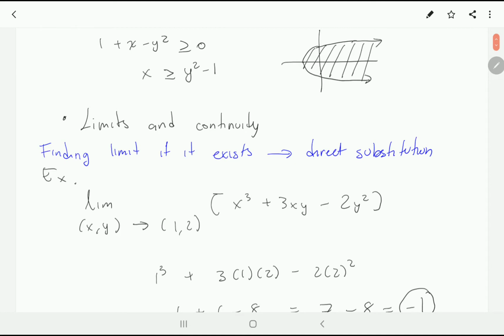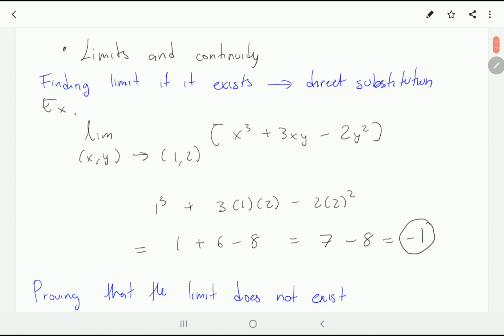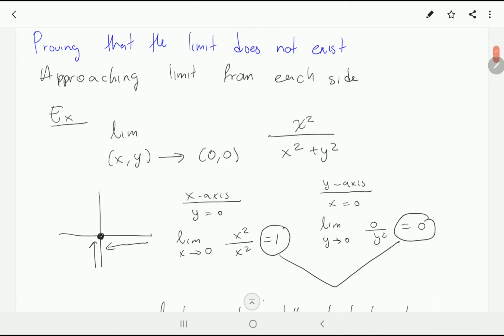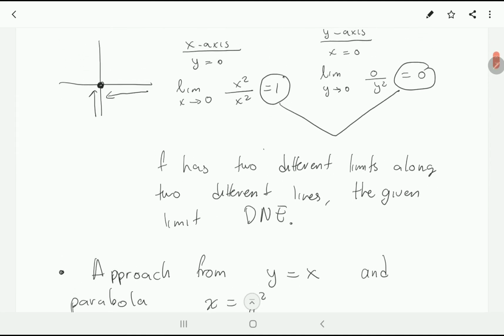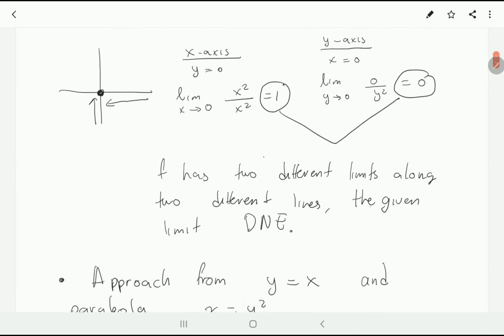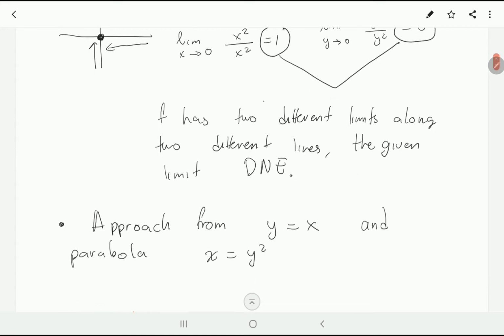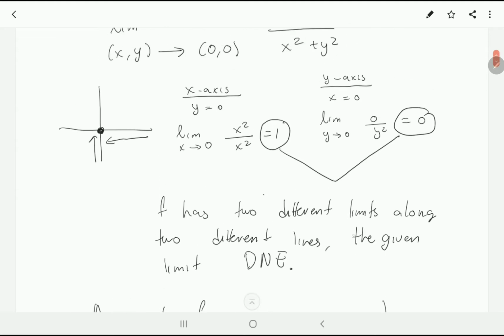Finding limits and continuity. First, in some cases, you can just plug in the numbers and find the limit by direct substitution, but in other cases, you can also prove that the limit does not exist by showing that when you approach the limit from different sides, you do not reach the same limit. So if f has two different limits along two different lines, then the given limit does not exist. Other ways to do this are to approach it along x equals y and x equals y squared.